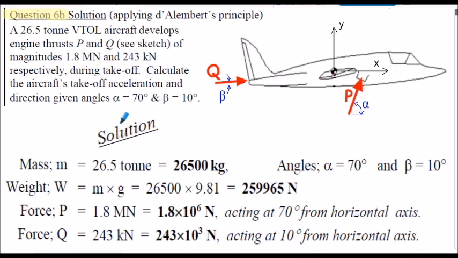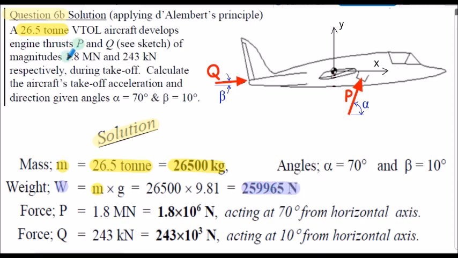Question 6, solution. So extracting the information from the question, the mass of the aircraft, lowercase m here, is 26.5 tonne, that's 26,500 kilograms. From this we can work out the weight of the aircraft, that's the mass times gravitational acceleration, so that evaluates to 259,965 newtons for our weight force.